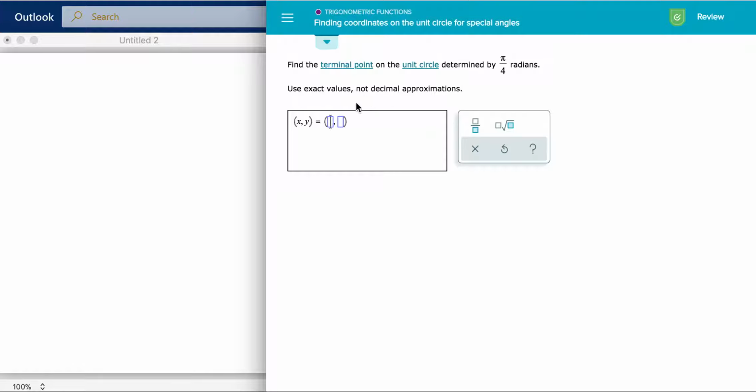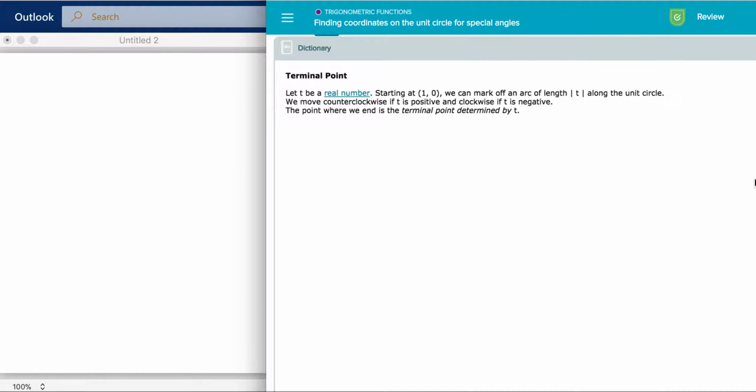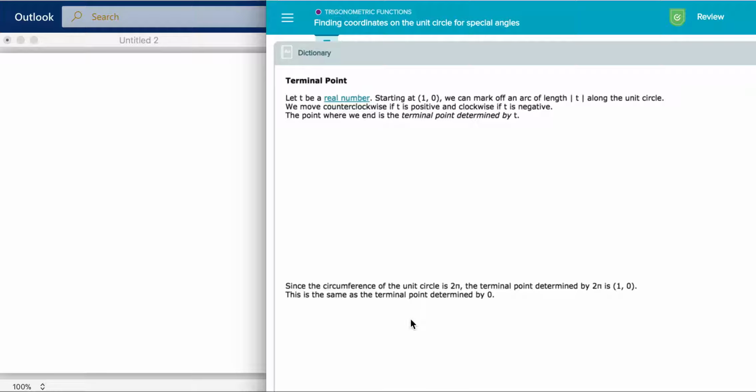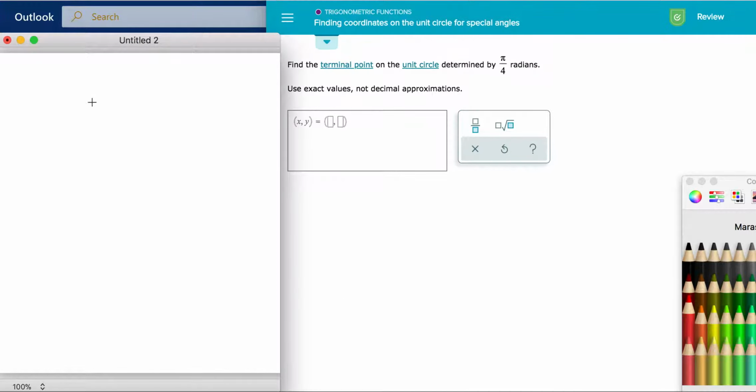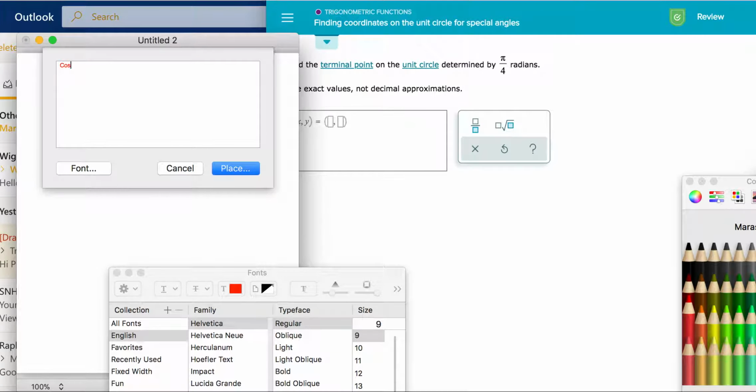So if you find cosine of pi over 4, you found the x coordinate of the terminal point on the unit circle. And then sine is the y coordinate. Find cosine of pi over 4. Cosine of pi over 4.